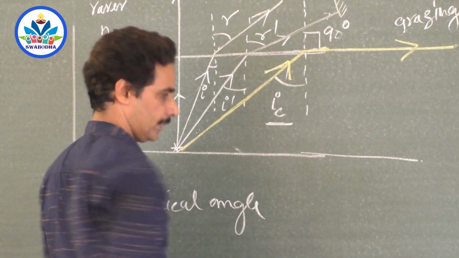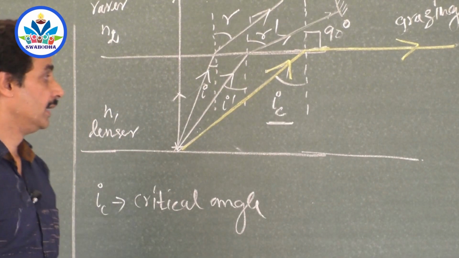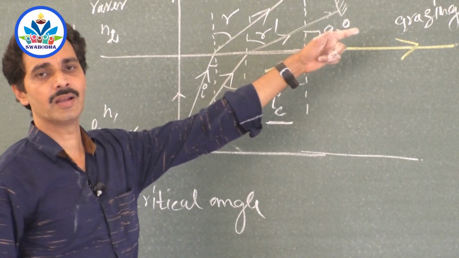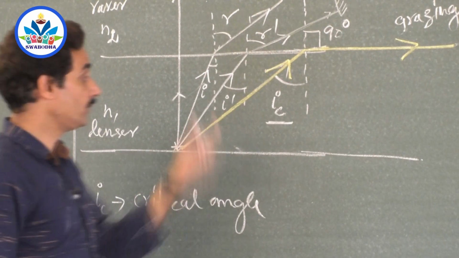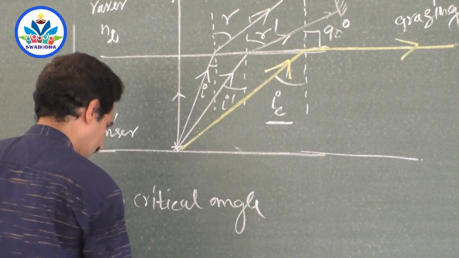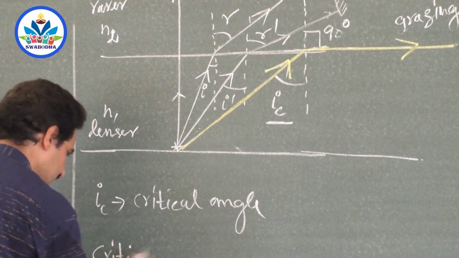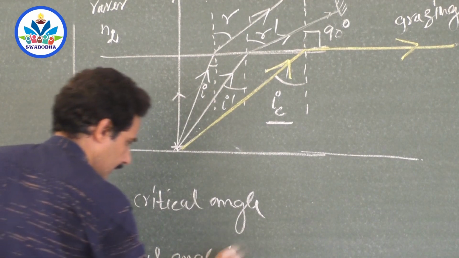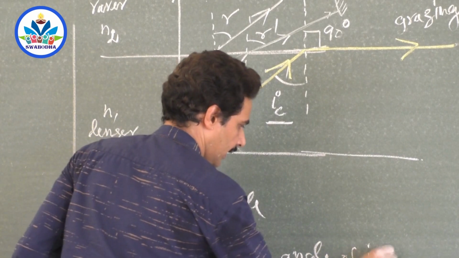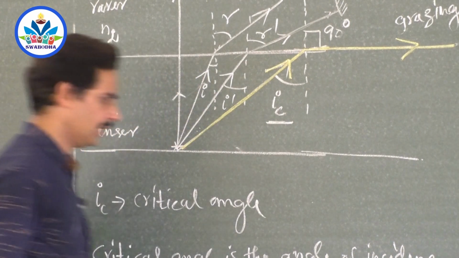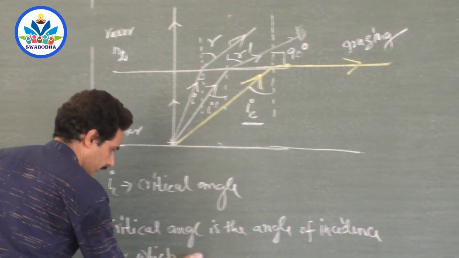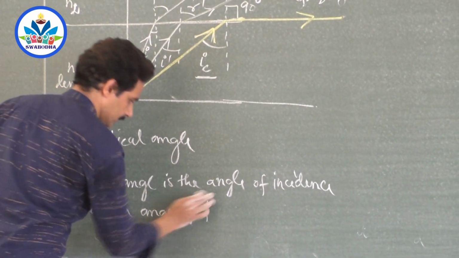So what is critical angle? When do you get the critical angle? Critical angle is the angle of incidence for which the angle of refraction is 90 degrees. You have to define critical angle taking this as reference. So critical angle is the angle of incidence. Is it a general angle of incidence, or is it a special angle of incidence? Yes, for which the angle of refraction is 90 degrees.